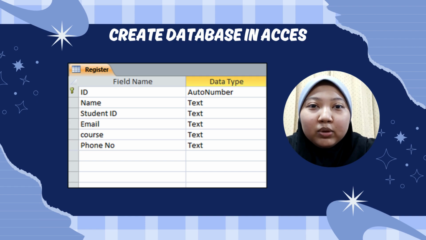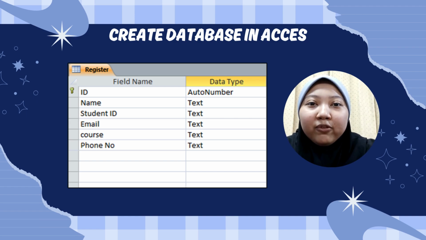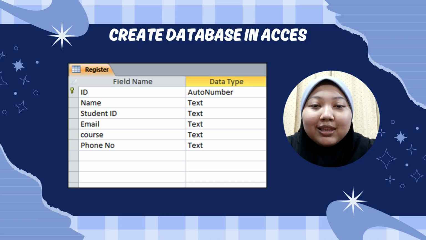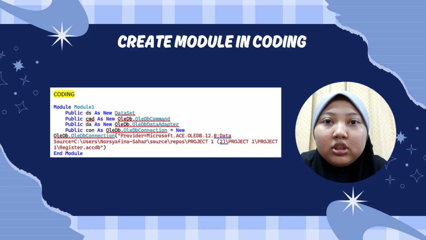First we create the database because it will be linked to the form. For the database, we put name, student ID, email, course, and phone number as our field names. And for the data type, all of them are text. So here is the coding of the database. The red code is the main thing to call the database.